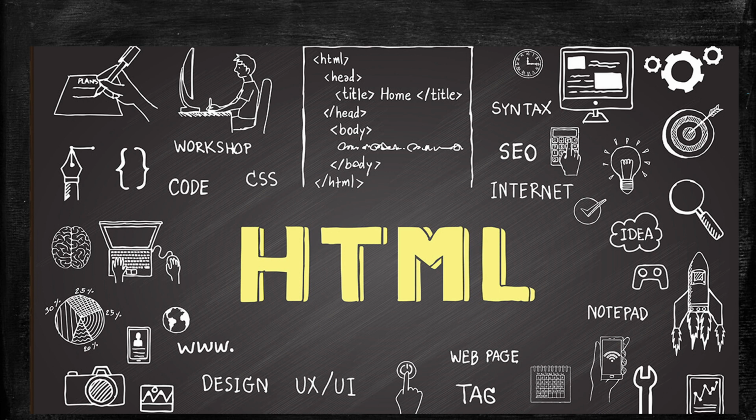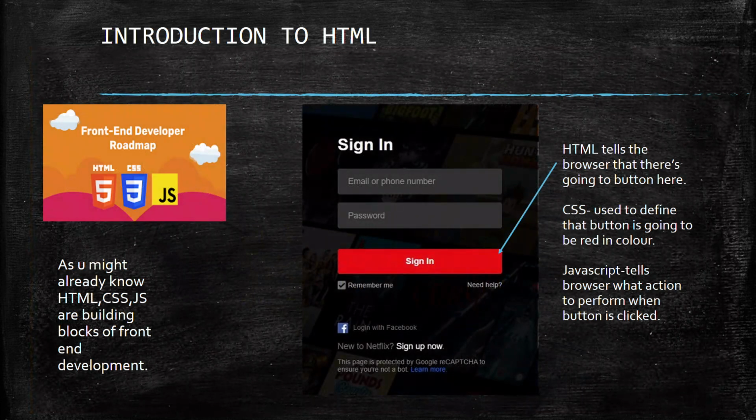If you're writing code for what you can see on the browser, you're doing front end development. You might already know that HTML, CSS, and JavaScript are the building blocks of front end development. Let's take an example of the sign-in page of your Netflix account. Here the HTML tells your browser that there is going to be a button here. So HTML is basically the skeleton of your web page.